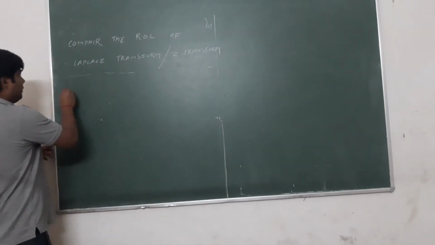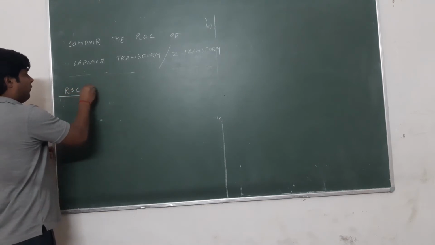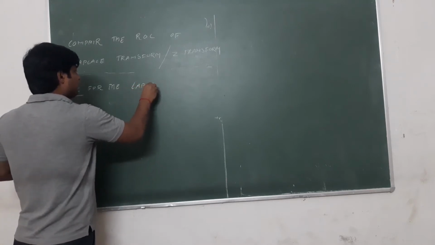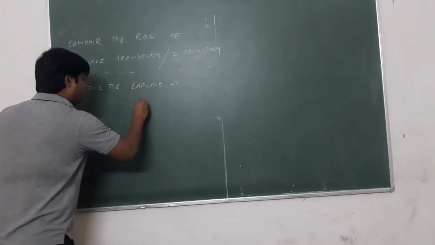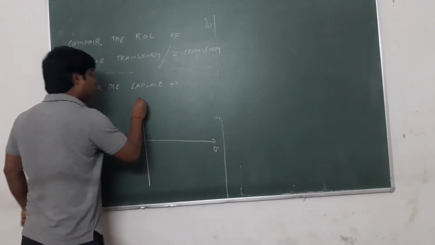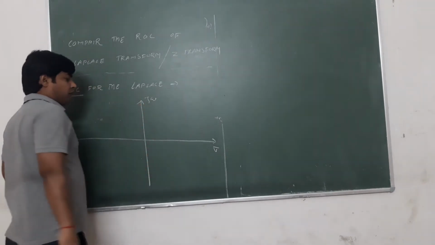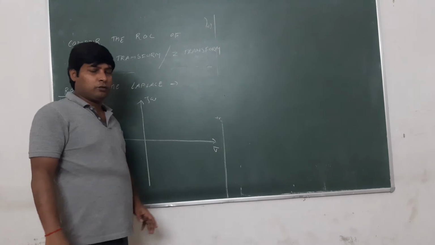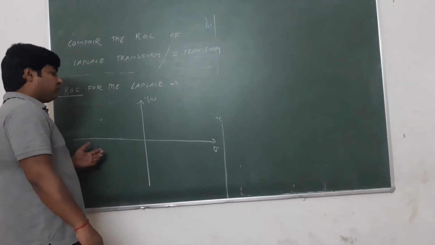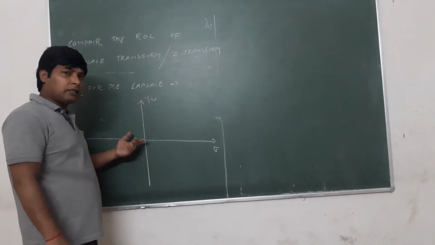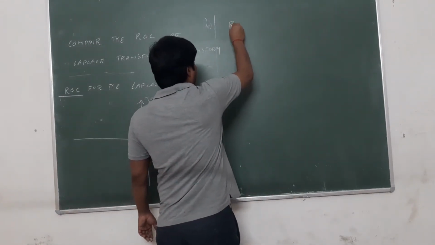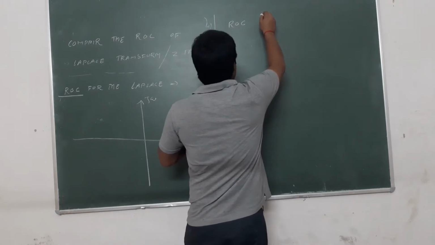Now, what is the ROC for the Laplace domain? The ROC was in the sigma j omega plane. For some signal it is sigma greater than 0, so it is the right hand side signal. If sigma is less than 0, the ROC is defined in this domain for the Laplace transform. Now in the Z-transform, the ROC for the Z domain.